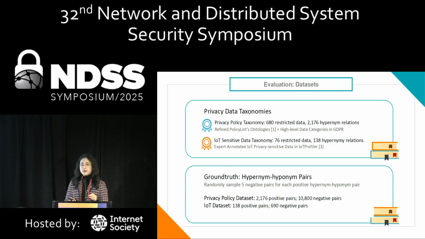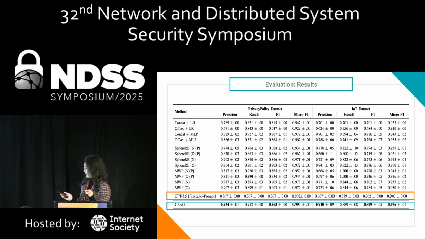So to evaluate the performance of our proposed method GRASP, we curate the hyperlink pairs from two existing privacy data taxonomies. One is the privacy policy taxonomy, and another is the IoT sensitive data taxonomy. And this slide shows the overall evaluation result of our method compared with baseline models.